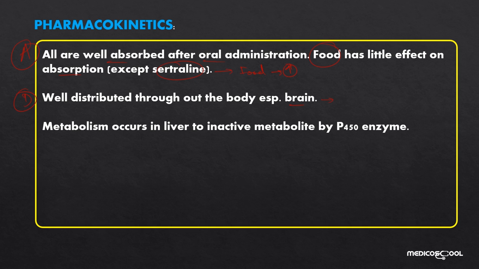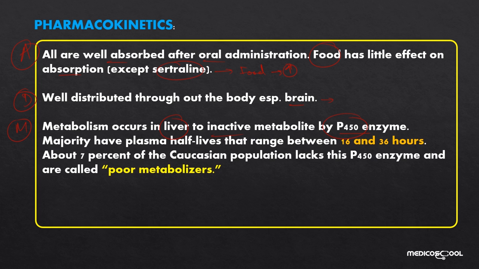And the third important point is regarding metabolism. The metabolism occurs in the liver, mostly to inactive metabolites, by the cytochrome P450 enzyme. This enzyme is very important because about 7% of the Caucasian population lack this enzyme and are called poor metabolizers. So we have to keep in mind that poor metabolizers are those who lack this enzyme, and we have to decrease the dose.